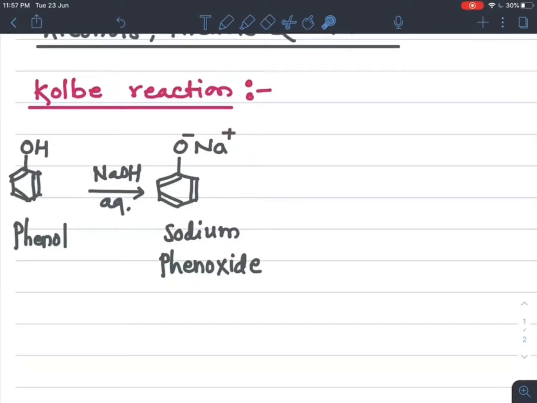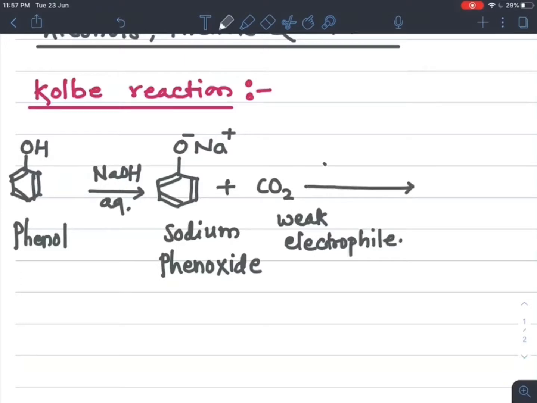This sodium phenoxide is treated with carbon dioxide, CO2. Carbon dioxide is actually a weak electrophile, which means this reaction undergoes electrophilic substitution reaction, but under a high temperature, about 398 Kelvin, and under pressure, about 6 atmospheric pressure.